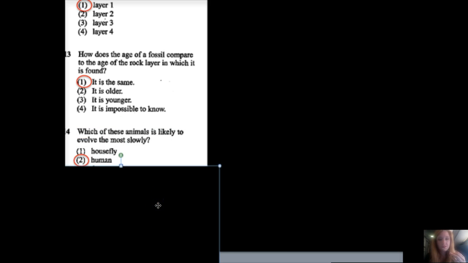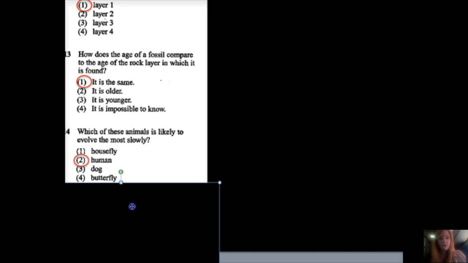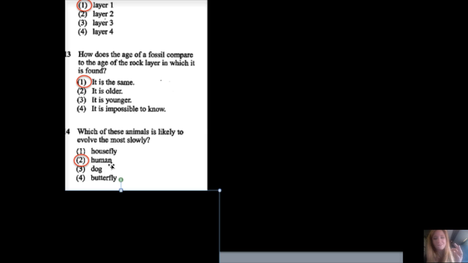Alright, which of these animals is most likely to evolve most slowly? If you think about it, a housefly, we read, has a lifespan of just a few days. Humans can live up to 100 years, even longer, and it takes us a decade, 2 decades to reproduce. A dog, we've all heard of dog years and how dogs are older than us. And a butterfly only lives for a few days. So the human is the one that's going to evolve most slowly.